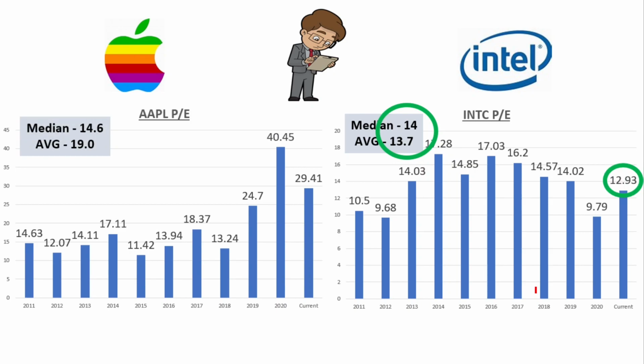Let's check Apple. Apple's current price to earning ratio is 29.41 compared to the median or the average. As you can see, the values there are 14.6 and 19. Does it suggest that Apple is overvalued? I'm not so sure. So let's try another method.